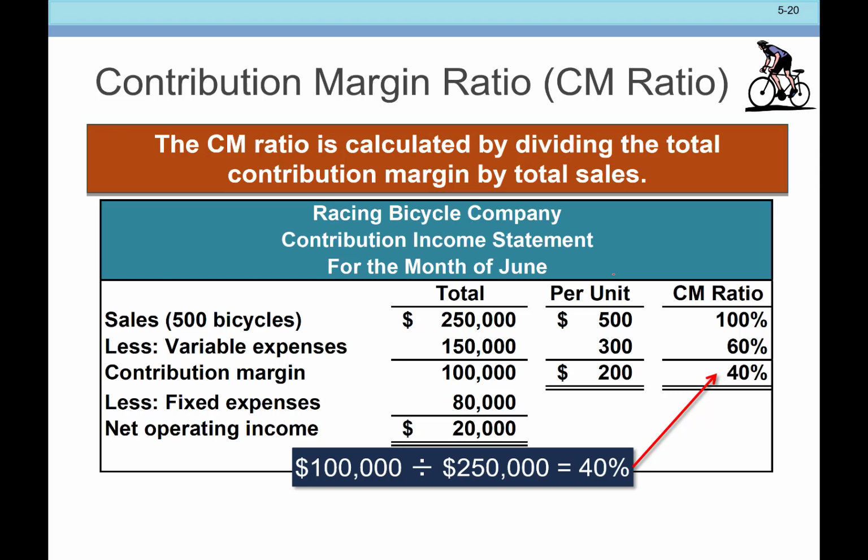To calculate the contribution margin ratio, we will take our contribution margin, divide it by our sales price, and that is going to give us our contribution margin ratio. That is telling us what percent of each sales dollar goes towards my first fixed cost and then my profit.